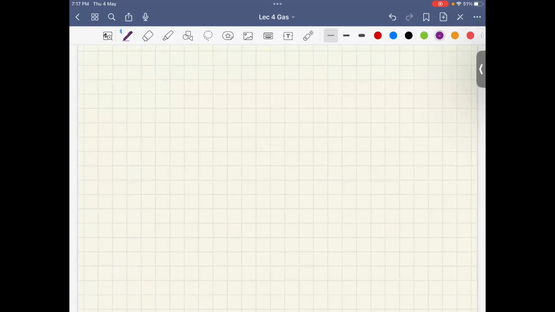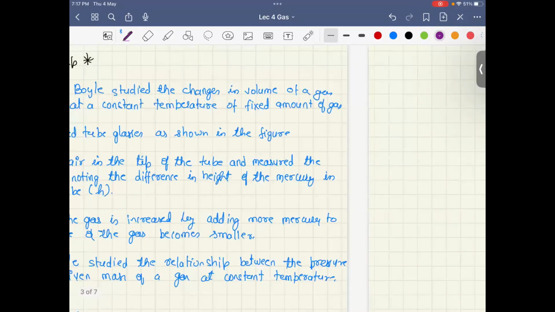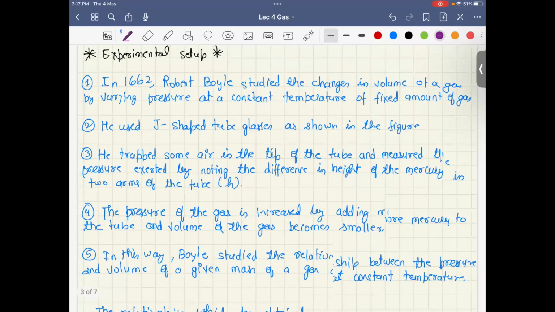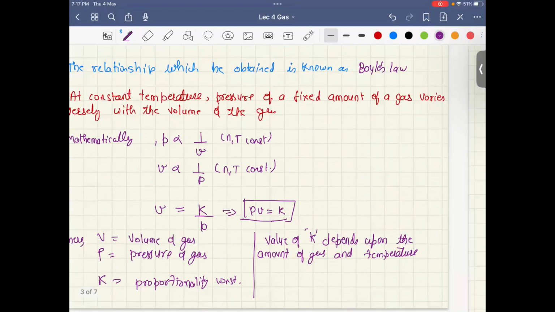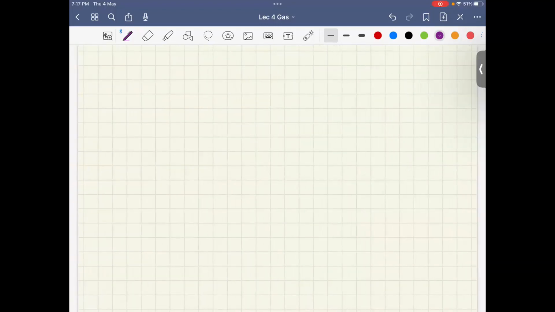And the value of K also depends on the units in which pressure and volume are expressed, right? So let us look at this statement: PV equal to K, which is nothing but constant. So what does this mean? It means that at constant temperature, the product of pressure and volume of a fixed amount of gas is constant, right?